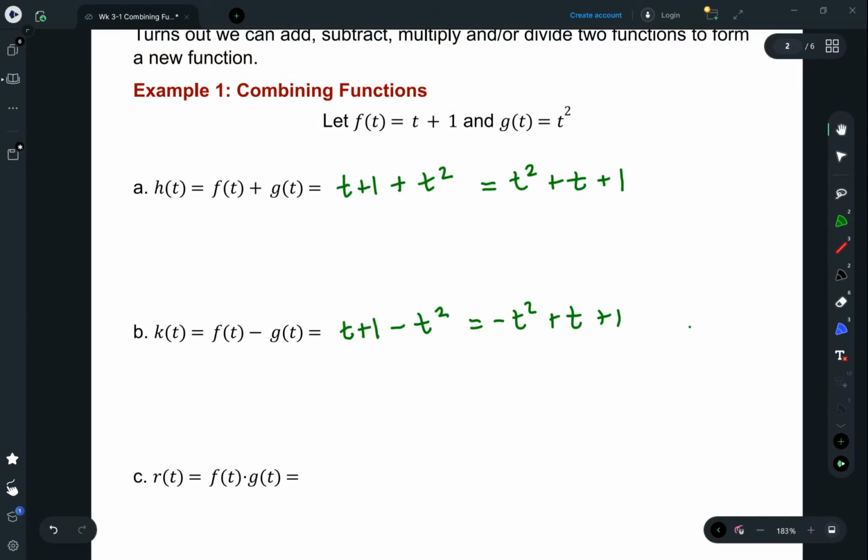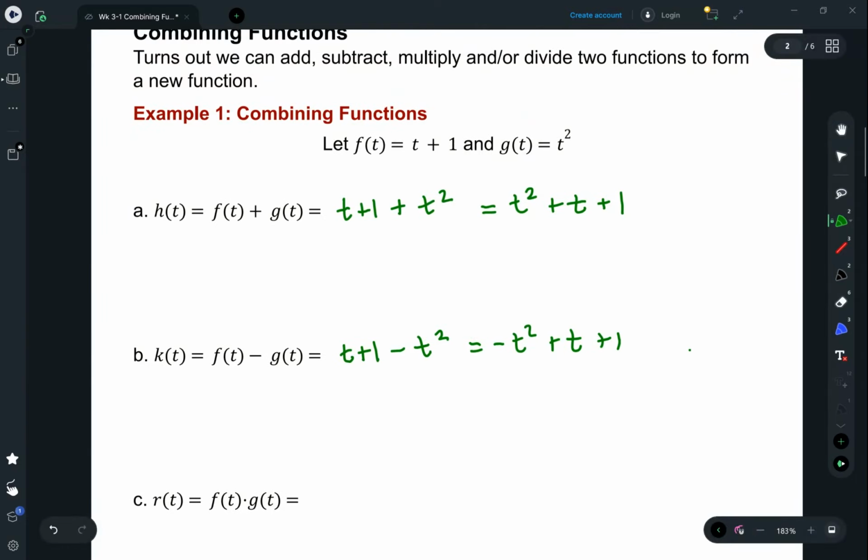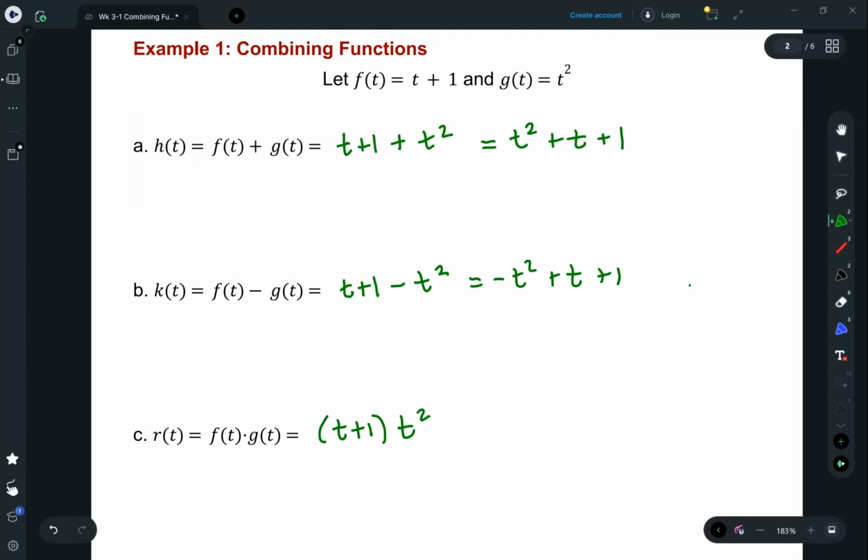f of t times g of t. So that's going to be t plus 1 times t squared. And again, you could leave it like that if you wanted to. Maybe it'd be good to FOIL it out. I'm going to go ahead and do that just for practice. So I'm going to distribute it out. So t squared times t is t cubed, and t squared times 1 is t squared. So I'm going to write that as t cubed plus t squared.